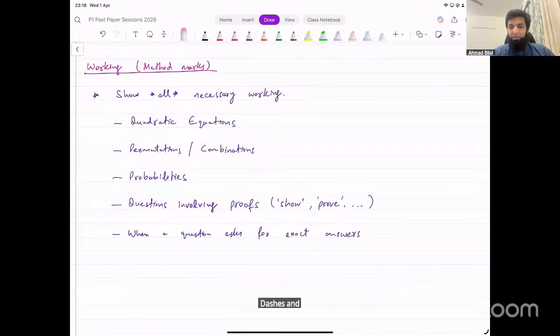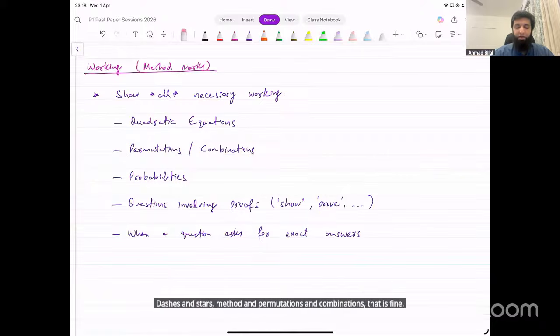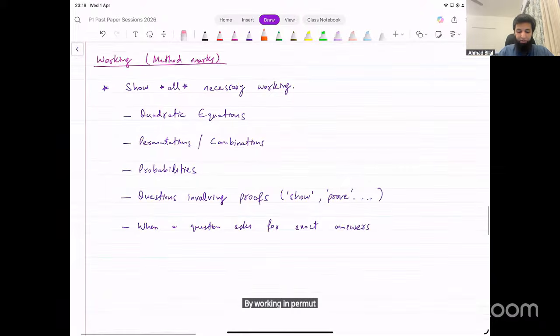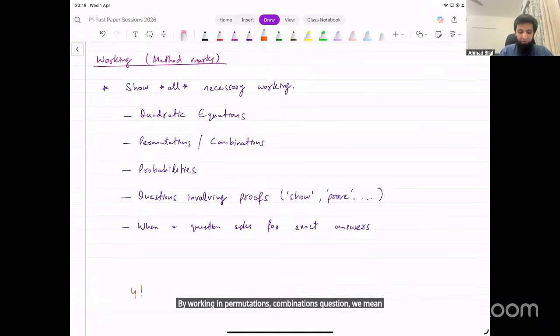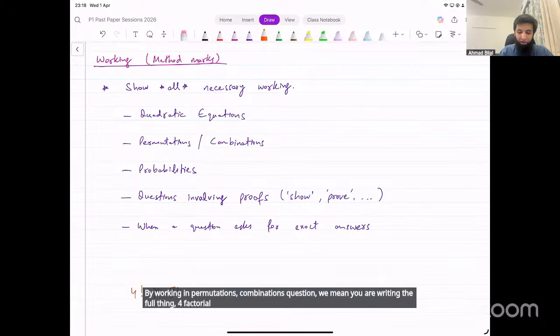Dashes and stars method in permutations and combinations, that is fine. By working in permutations combinations question, we mean you are writing the full thing, 4 factorial into 3 factorial into 7p2 into whatever that is. Don't just jump to the final answers.